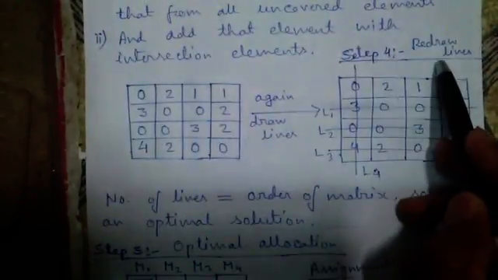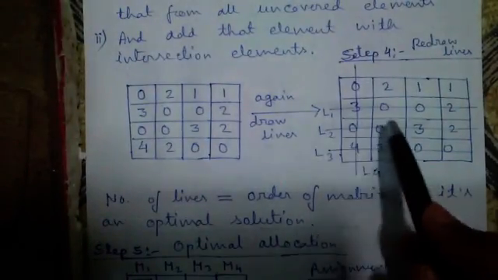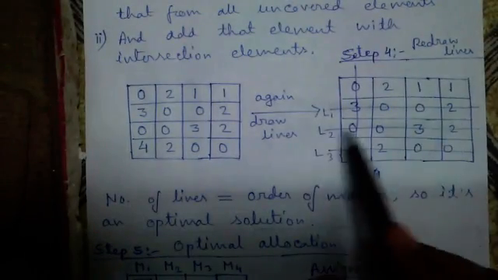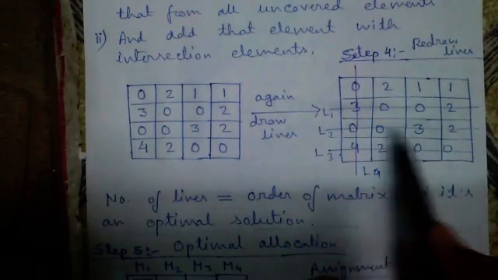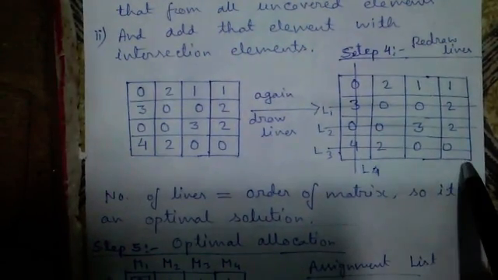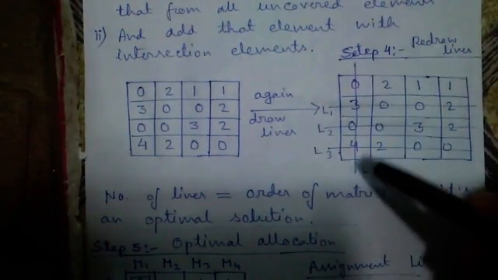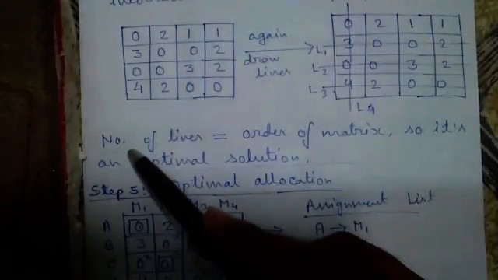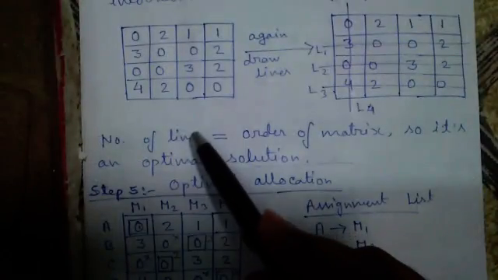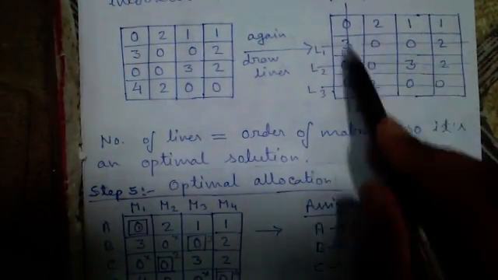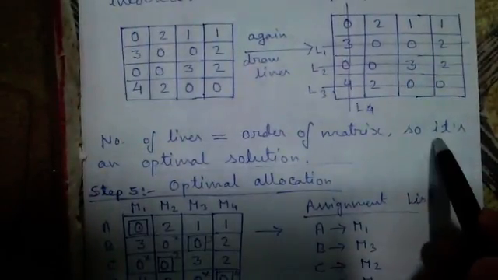Again, step 4 is to draw all lines. Again, same process, L1 through R2 since it has 2 zeros, L2 through R3 since it has 2 zeros, and L3 through R4 since it has 2 zeros, and our fourth line will be through column 1 since it has 2 zeros. Now again checking for optimality, since the number of lines this time is 4 and the order of the matrix is 4, so it's an optimal solution.